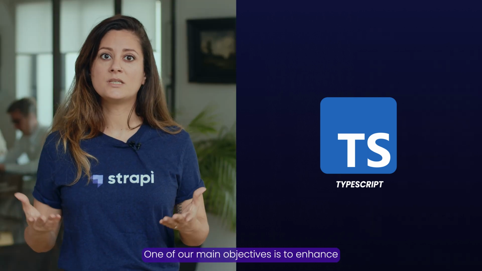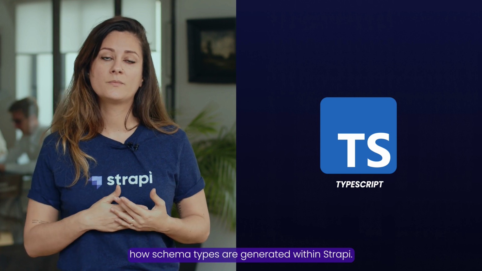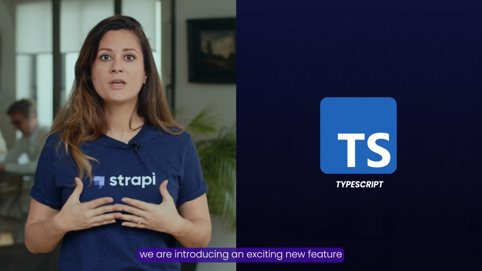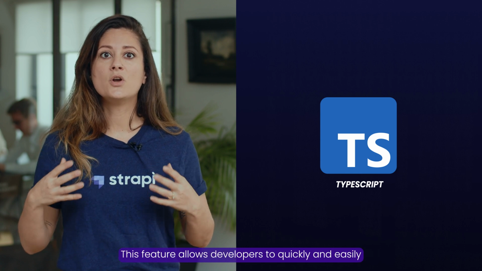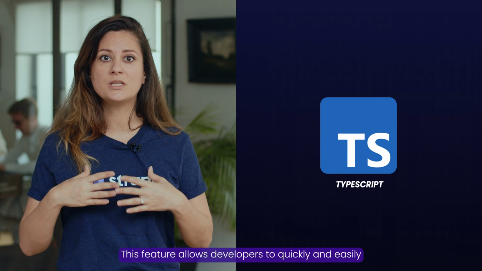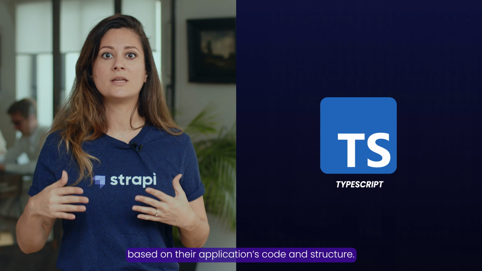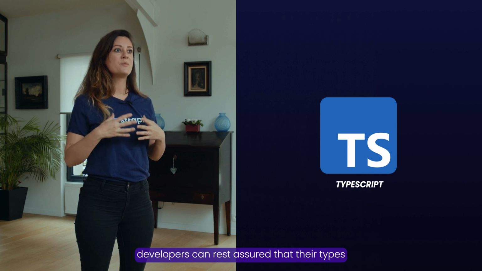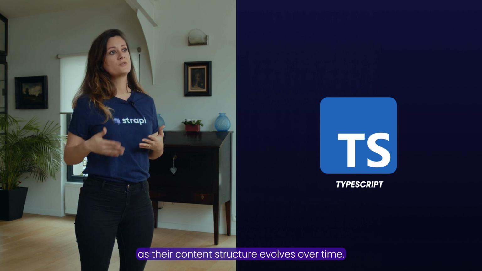One of our main objectives is to enhance how schema types are generated within Strapi. In version 4.11, we are introducing an exciting new feature that automates the process of generating schema types. This feature allows developers to quickly and easily generate and update their type definitions based on their application's code and structure. With this automated schema type generation feature, developers can rest assured that their types will remain accurate and up-to-date as their content structure evolves over time.